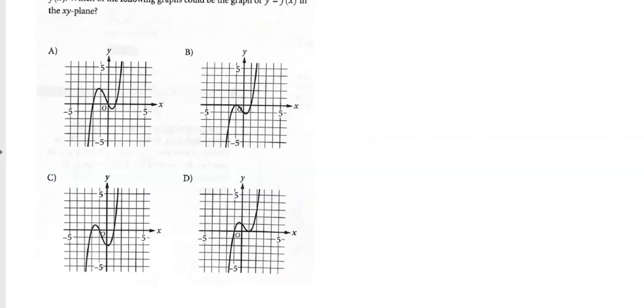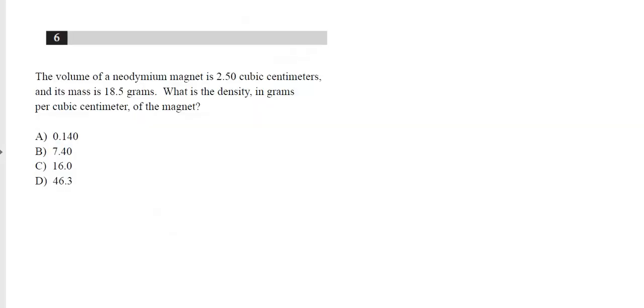All right. Next one. Number 6. The volume of some magnet is 2.5 cubic centimeters. The mass is 18.5. What is the density? So this is a science equation. This is coming up more and more lately. It wasn't really on the older ones a lot. But there's a relationship between those, and they don't give it to you on the front of the test. So you have to know from science that the density is the mass of the object divided by its volume. So I kind of need to know that science equation.